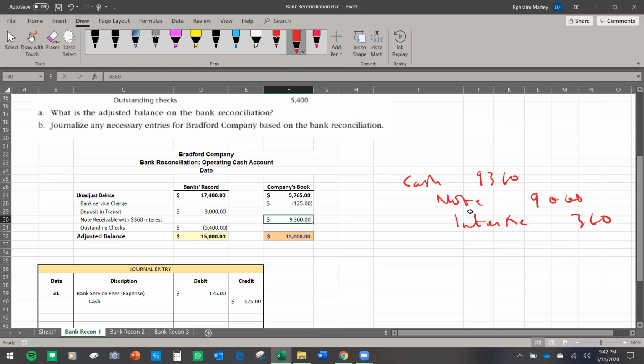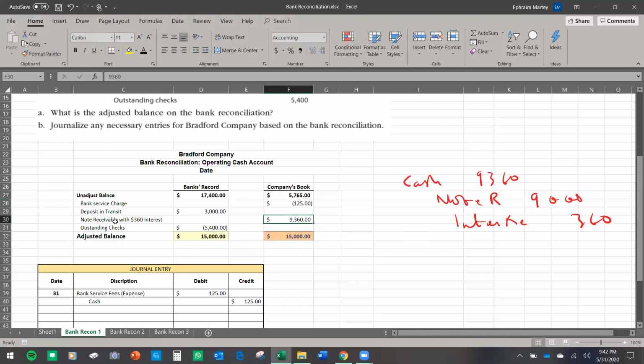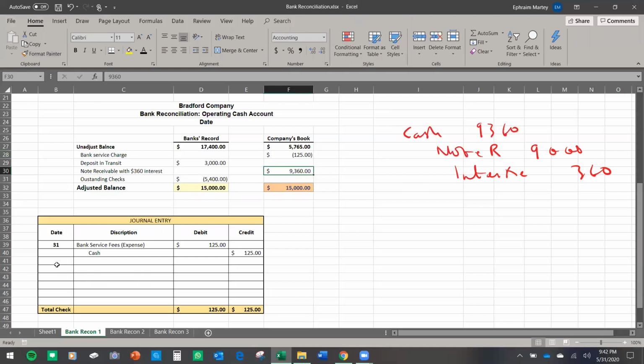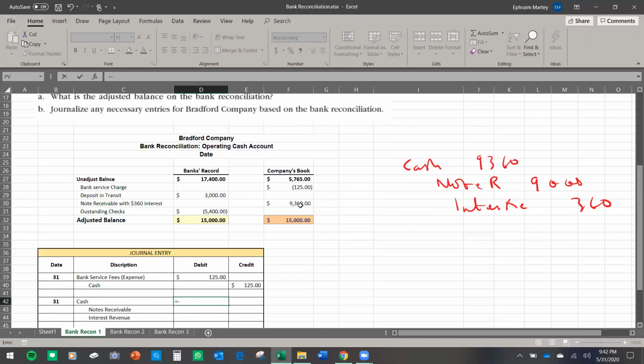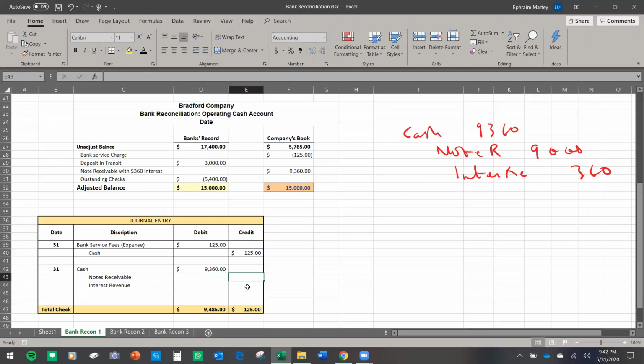You don't put everything in your note receivable because you have an interest. So you have to separate them. That's why I asked you to pay attention to that. So that is what we are going to do here. We have our cash increasing by this amount, okay? But we have an interest revenue of 360.